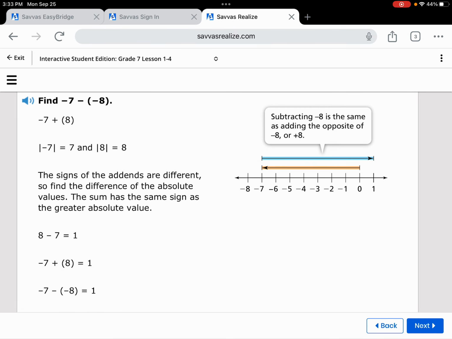Once you have that, you can definitely use the rules over here. You have two different signs, so you find the absolute values and you subtract them. The biggest absolute value is a positive number, so you get a positive answer. 8 minus 7 is 1, so the answer is just 1 for negative 7 plus 8, which equals negative 7 minus negative 8.